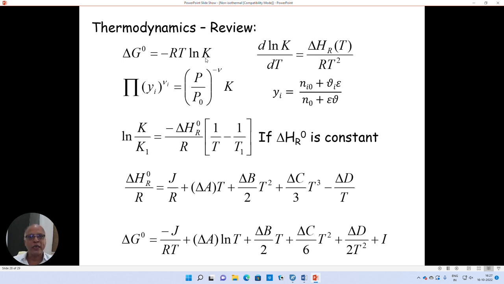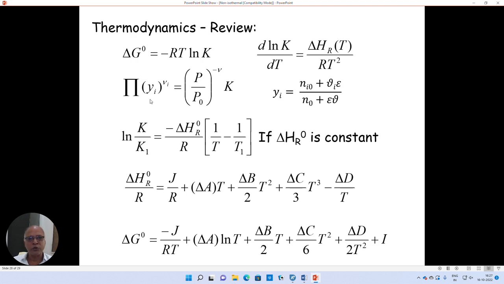Now once we calculate it, the equilibrium constant is related to the mole fractions of the reactant mixture when the system is at equilibrium by this equation: product of yi to the power of mu i is equal to P by P0 to the power of minus mu into K. And we know how to write yi as a function of xi, where xi is the extent of reaction, mu i is the stoichiometric number. So yi is represented in terms of the initial moles of component i, the total moles n naught, xi the extent of reaction, mu i the stoichiometric number, and mu is sigma mu i.